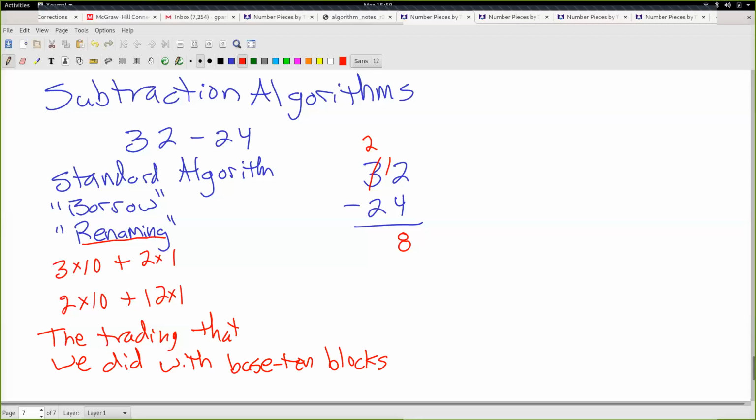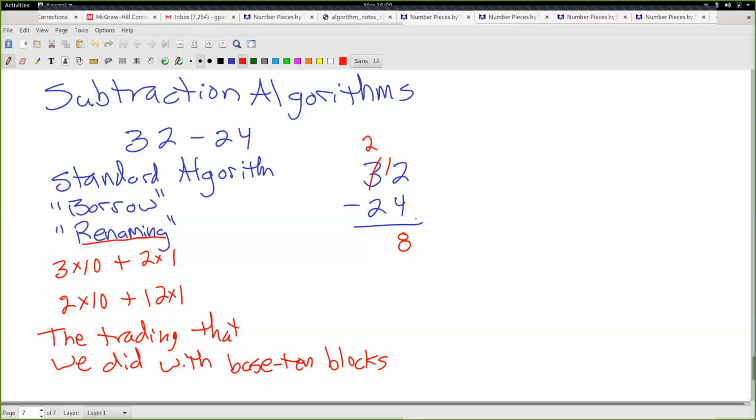So we do that physical trading to try and justify why we can get away with this renaming or borrowing. That 3 10s and 2 1s is the same as 2 10s and 12 1s. It's both 2 ways of saying 32, but one is easier to take 24 from. So this is again called the standard algorithm. It's called the borrowing algorithm. It's called the renaming algorithm.